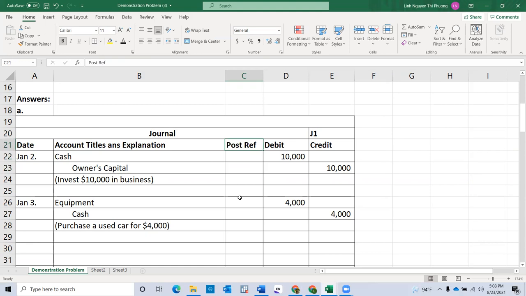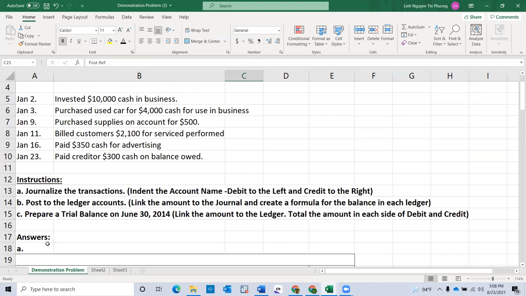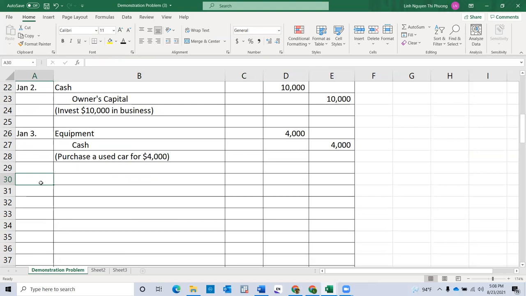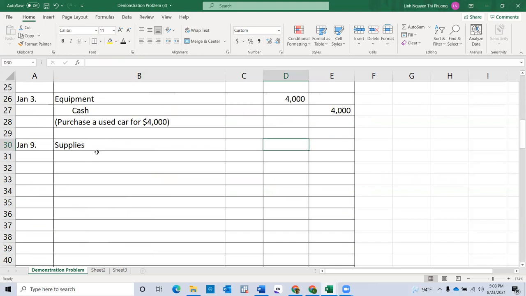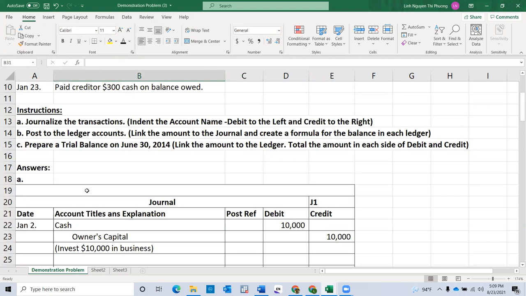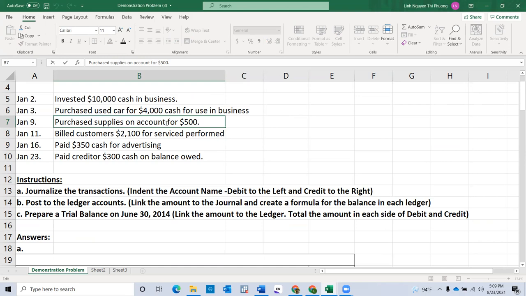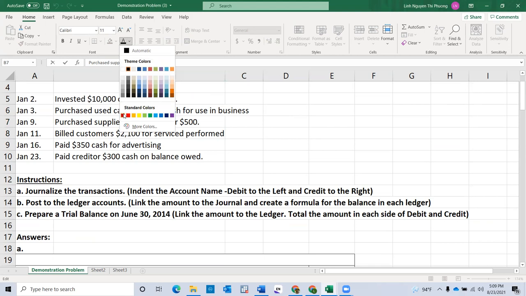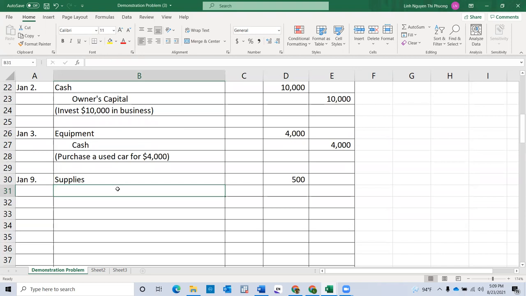Next, January 9, we buy supplies on account for 500. So when we buy supplies on account, our supplies will increase by 500. And when you see that we buy something on account or on credit, it means that we don't pay cash for that. We owe them the money, so accounts payable increases. Accounts payable is a liability. When liability increases, we credit. So we say that we purchase 500 supplies on account.